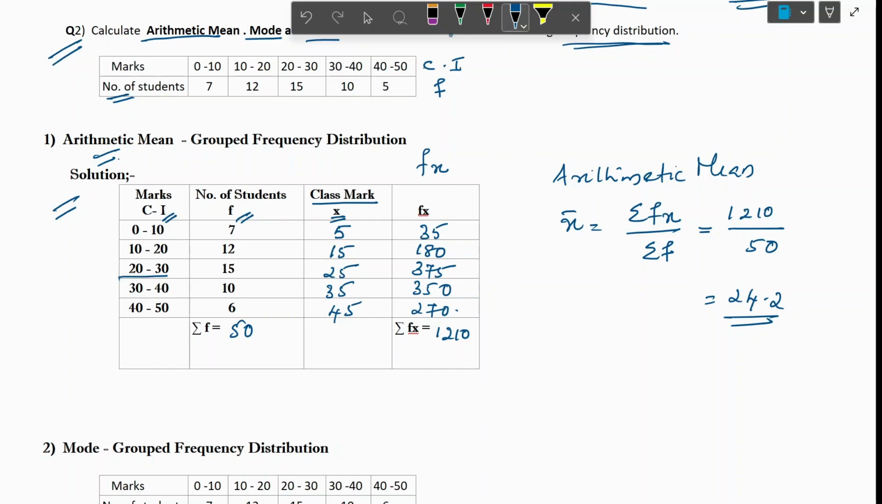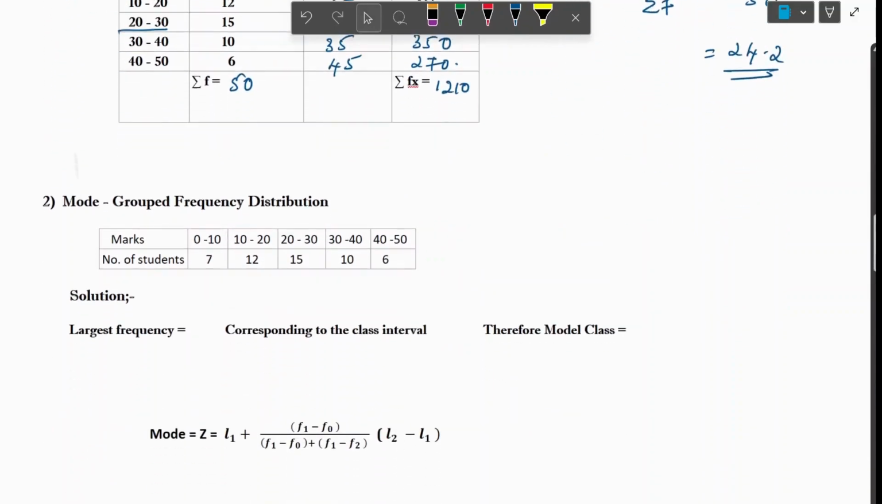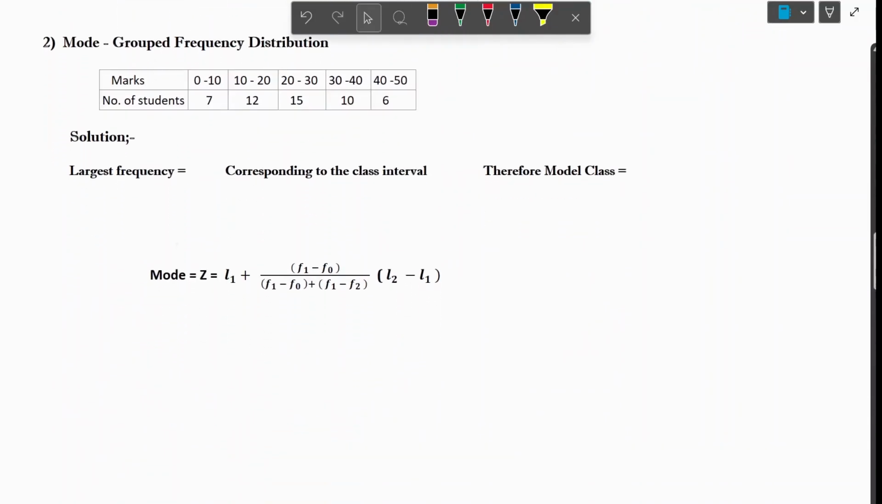Now we'll see mode. Now for mode and median, we have to learn a formula. Till now for mode, just an observation we have done. Even for raw data, discrete data, just by observation we can find mode. But in continuous data, we need to use a formula. Therefore, we'll consider the same question for mode.